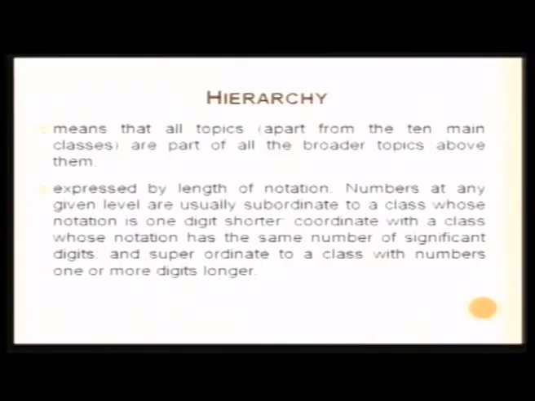That means as we go down, if we want to provide a specific number to the subject of a book, then the length of the notation increases. If a subject is being represented by a bigger length of numbers, then it means it is a very specific number and it is a part of some other number or other class.